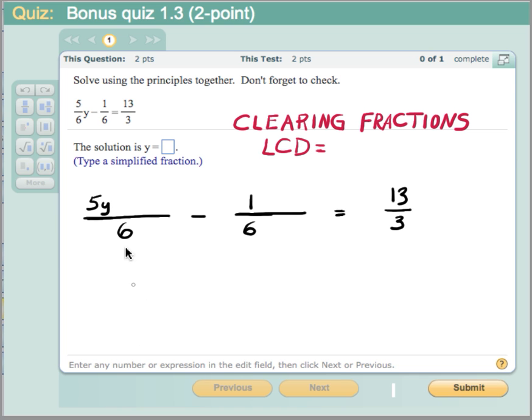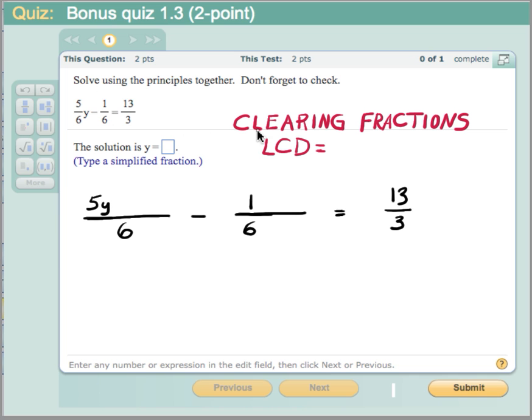Everybody. As you can see, I'm inside the bonus quiz for 1.3. Here's the problem, and I wanted to get after this because it's really an important problem as we move on in the course. And we're going to be into Chapter 6 in no time. And so I want to solve this using Chapter 6 techniques. There's other ways to do it.